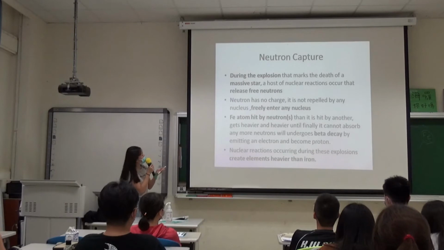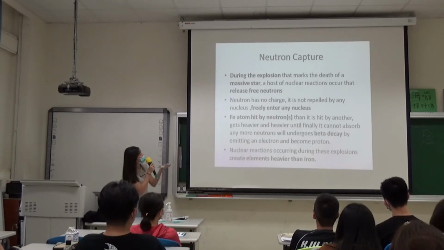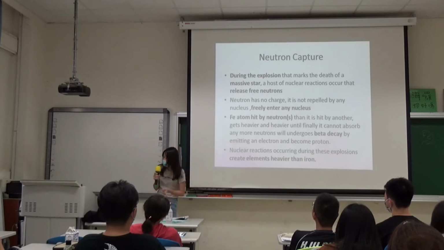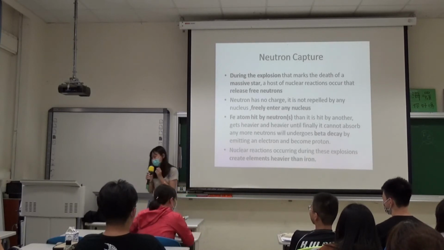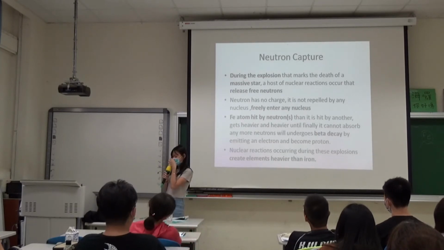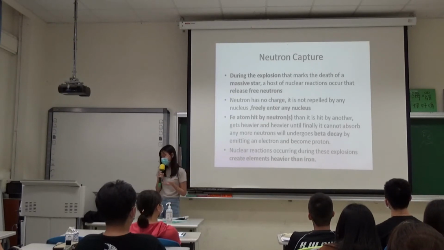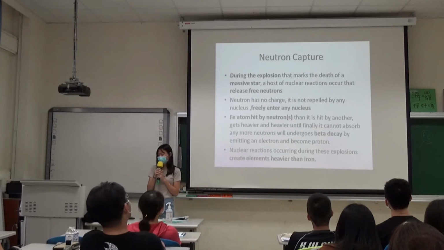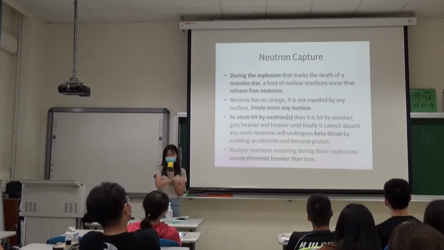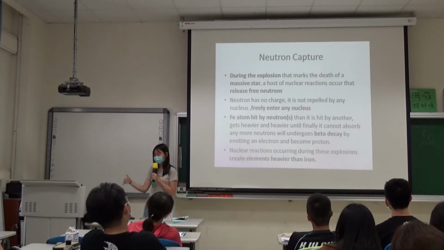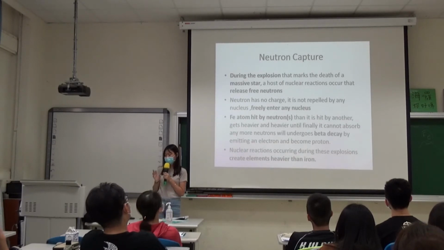Electron capture happens during the explosion that marks the death of a massive star. A host of nuclear reactions occur that release free neutrons. That means during the death of a massive star, much bigger than the sun, an explosion happens and releases a lot of free neutrons that have not decayed.